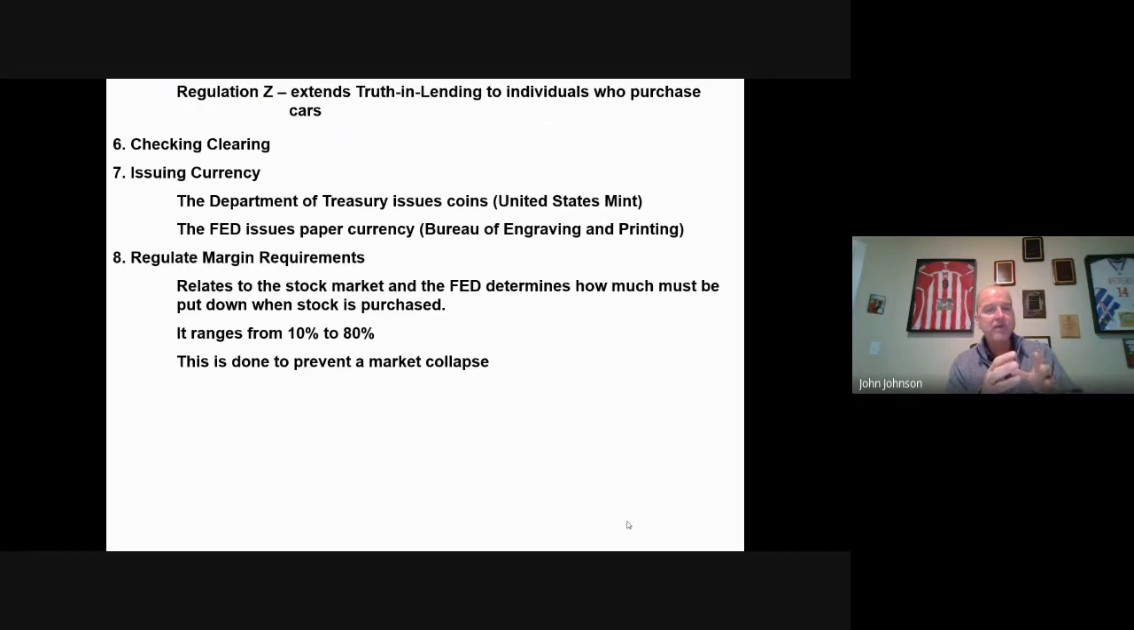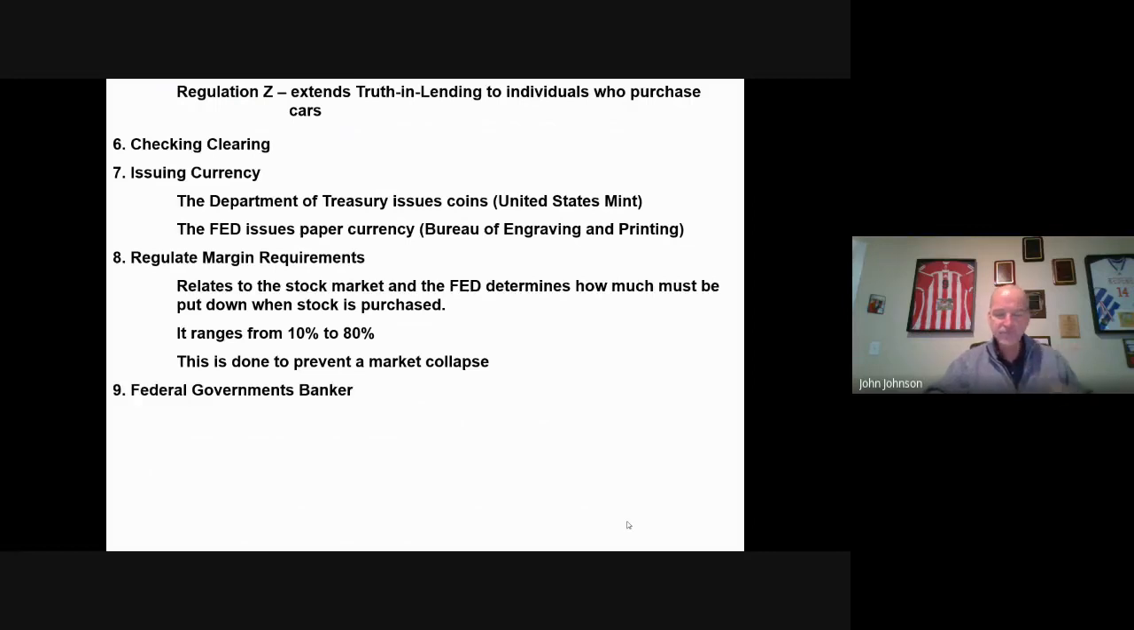So what they're trying to do is prevent the market from collapsing. Short of the government shutting the market down, this is what the Fed can do to slow down people. I don't want to say overreacting, but people reacting to the current situation. Bottom line, they mess with the down payment that's needed when you buy stock.